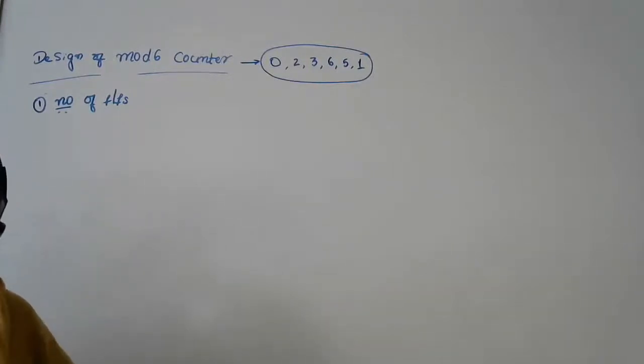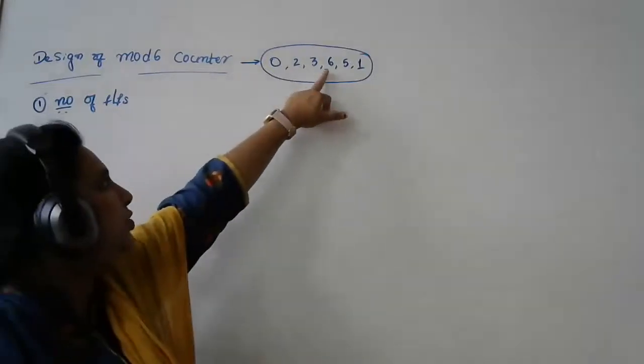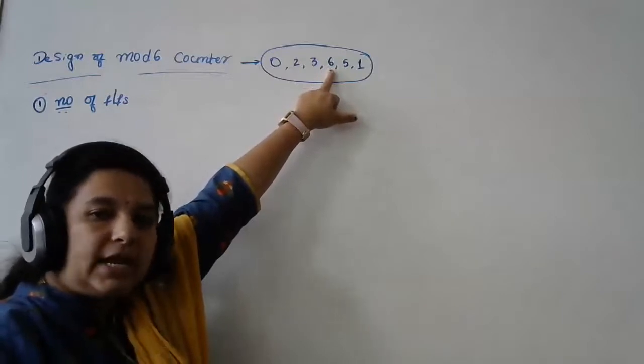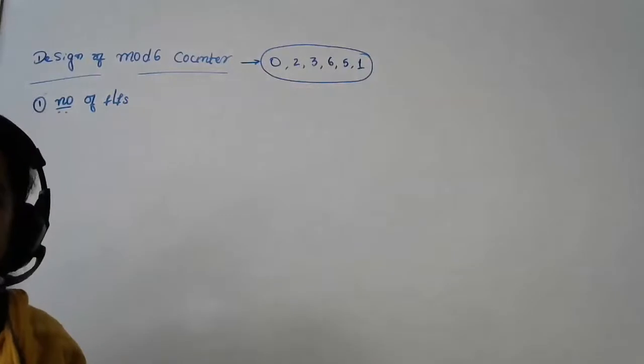Yes, Sinchana, correct. It is 3 flip-flops, right? Why 3 flip-flops? How am I going to identify it? Number 1, I want to design a mod 6 counter. As it is 6 states, it is sufficient to do it with 3 flip-flops. The second thing I look at is the count sequence, the maximum number. In my count sequence, the highest number is 6. In order to represent this 6, how many bits are required? 3 bits are sufficient. So I will design a 3-bit counter.